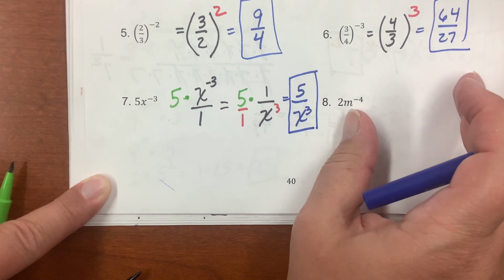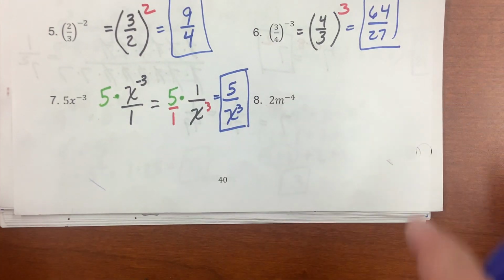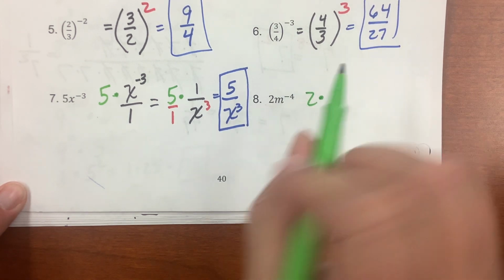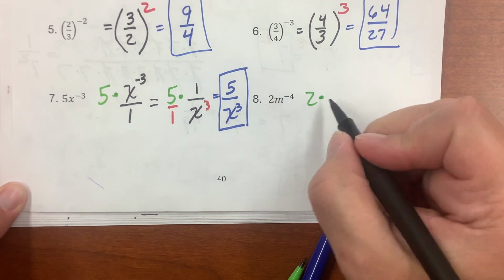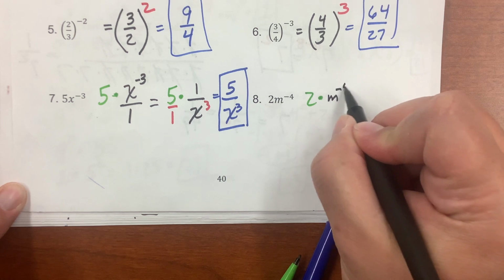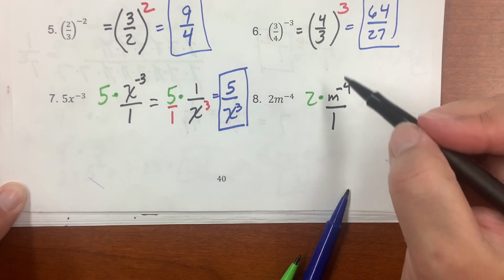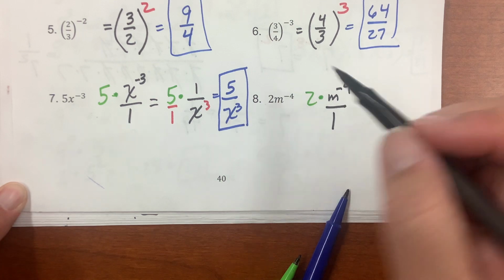The same thing is going to happen here. This is really the coefficient 2 times m to the -4th, and that's the part that goes over 1. Just the base goes over 1.